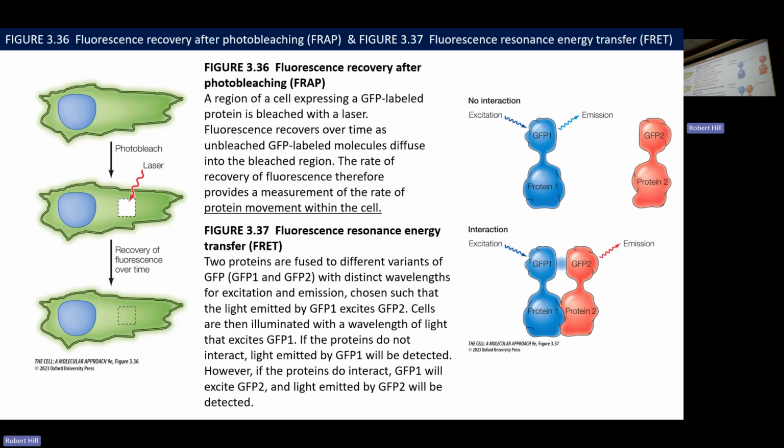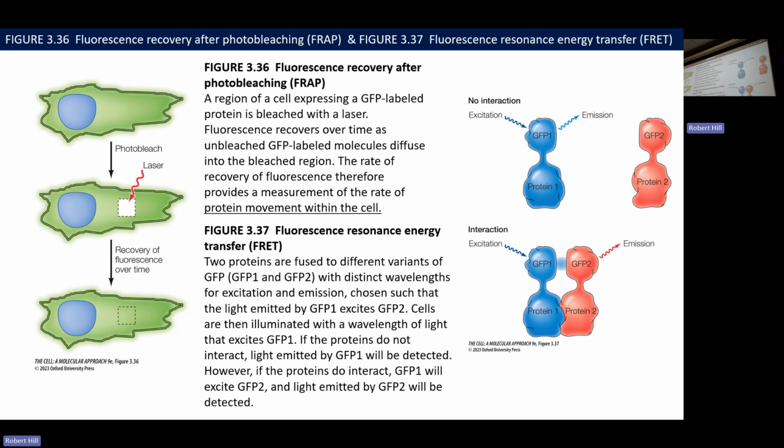FRET, on the other hand, is able to determine if proteins interact with each other. Okay. So let's say you generate two different fusion proteins. This is protein 1 and this is protein 2. And they have not the same GFP, but different variants of GFP, because there are dozens of these fluorescent proteins that are available.